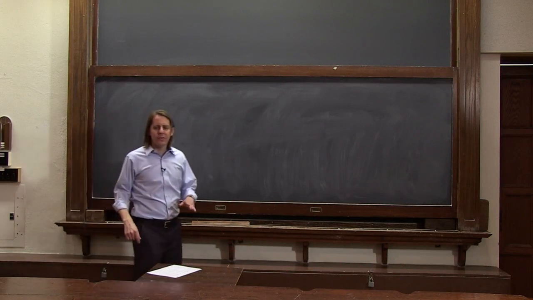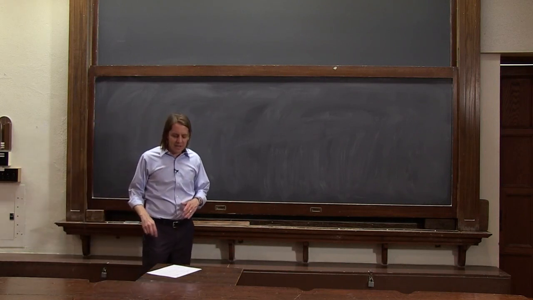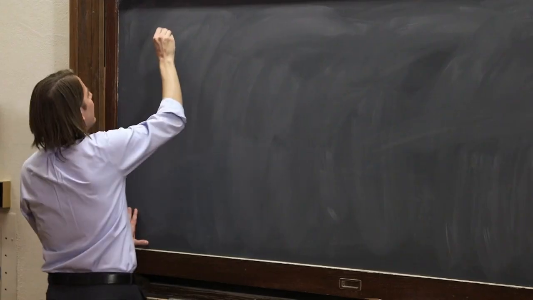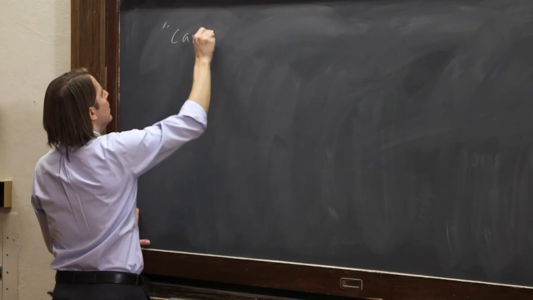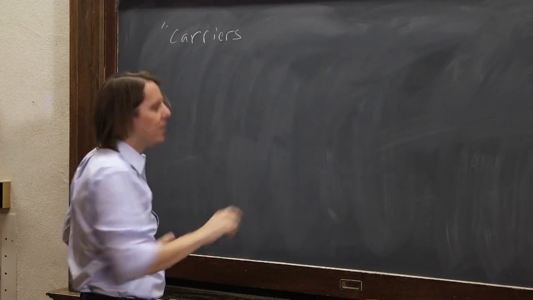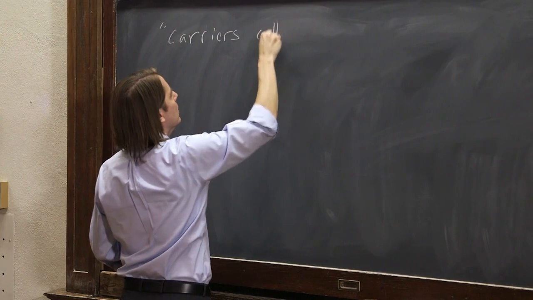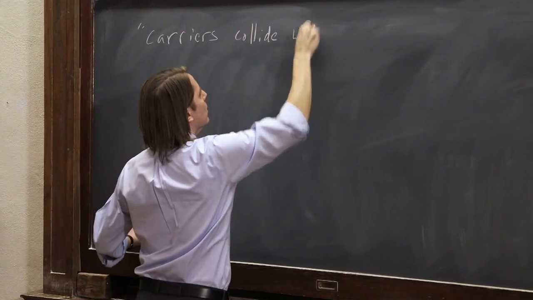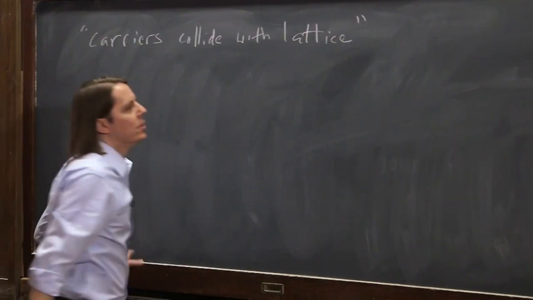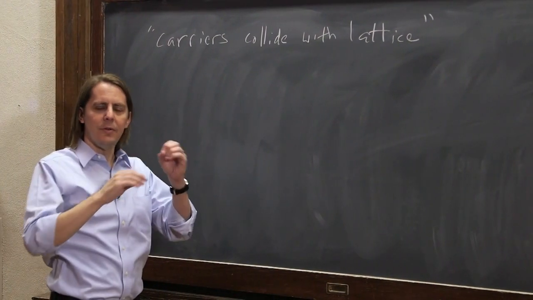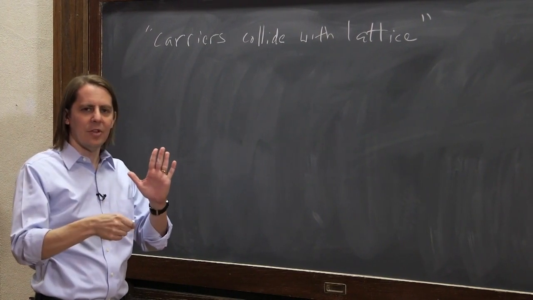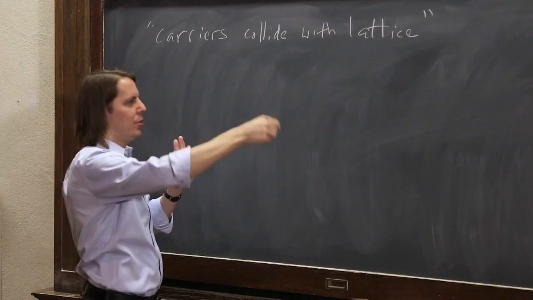We can get a little more insight into resistivity and conductivity if we look a little bit more carefully at what this meant. Carriers, what did we call it? We said they collide with the lattice. So we had this idea that they feel the electric field, their velocity increases, they're accelerated, and then boom, they hit the lattice and they stop. And they go and hit the lattice, go, hit the lattice.